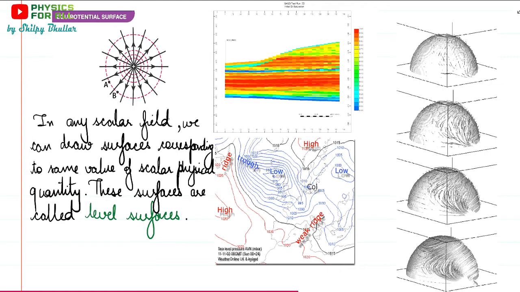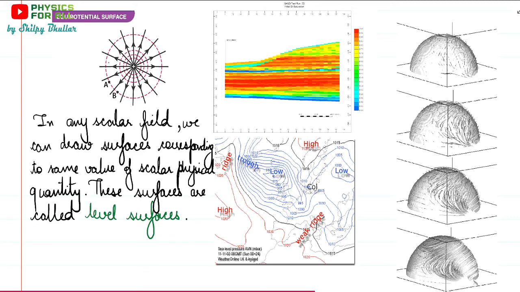So all those surfaces are basically identical surfaces. That's why we call them level surfaces. We can draw surfaces corresponding to the same value of the scalar physical quantity. Whatever physical quantity we are studying, be it temperature, be it density, it's just that in that particular region we are observing the same physical quantity, where everything being measured has the same value. If we are talking about temperature, and we have considered one particular region, and in that entire region the value of temperature is the same, so we can draw surfaces corresponding to that region.